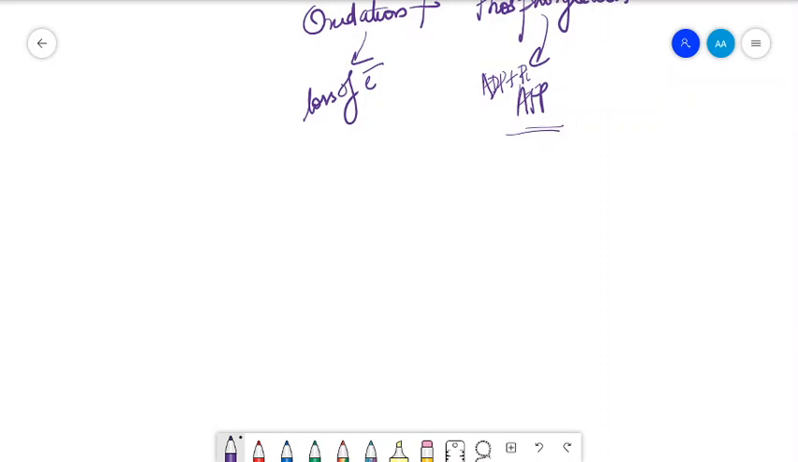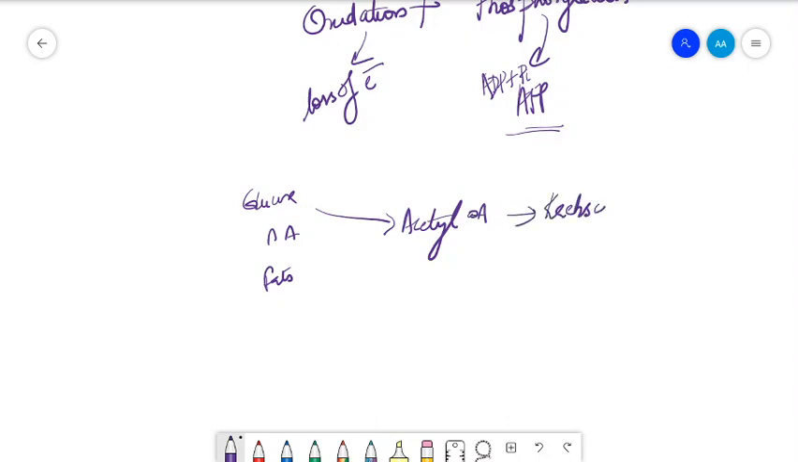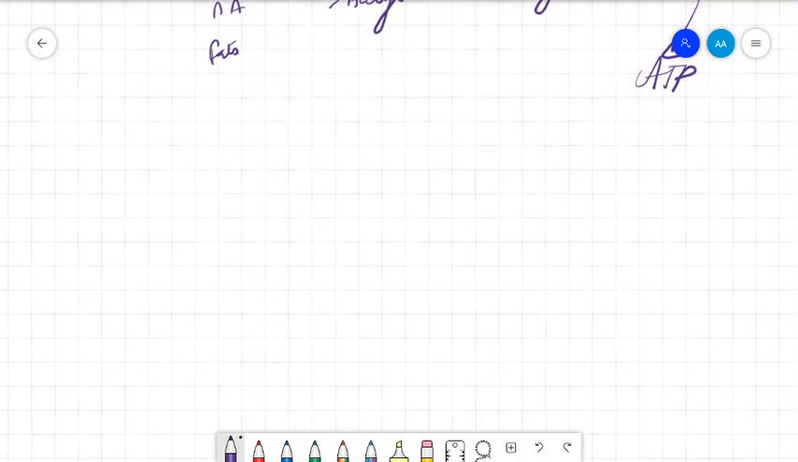So what happens to the foodstuffs? Foodstuffs are broken down to glucose, amino acids, fats, etc., which are broken down to acetyl-CoA, which enters the Krebs cycle, and there it donates the reducing equivalents, which enter the electron transport chain, the respiratory chain, and synthesize ATP. Now we can see how this occurs.